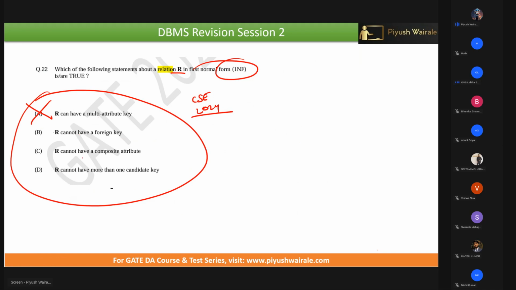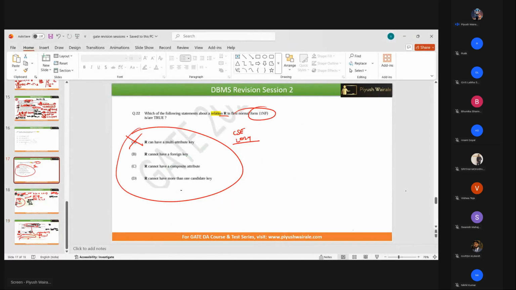Cannot have a composite attribute? Composite attribute. It can have a composite attribute. R cannot have a foreign key? It can have a foreign key as well. R cannot have a composite attribute. R cannot have more than one candidate key. Let me check the answer here. Question number 22 of the GATE CSE paper.